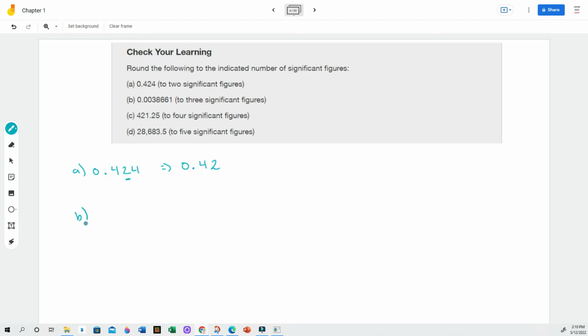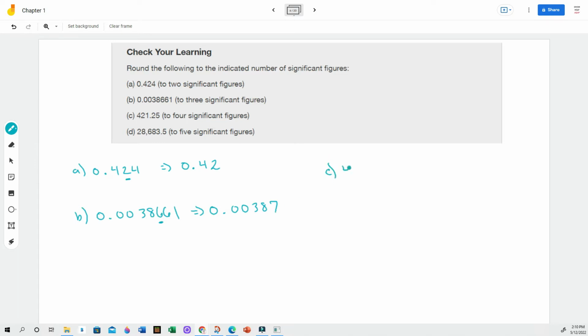Okay, part B, we have 0.0038661. We are rounding to 3 sig figs, so 1, 2, 3. We are rounding this first 6 here. So immediately to the right is a 6. This means we round up. So rounding here will give us 0.00387. And that again has 3 sig figs.